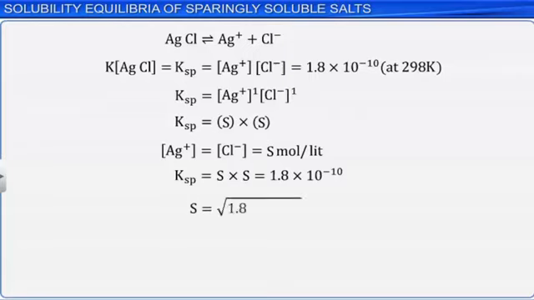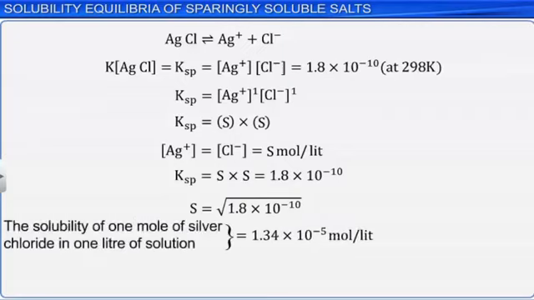Thus, the molar solubility S is equal to the square root of 1.8 multiplied by 10 to the power of minus 10. This is equal to 1.34 multiplied by 10 to the power of minus 5 moles per liter. Thus, the solubility of silver chloride in 1 liter of solution is equal to 1.34 multiplied by 10 to the power of minus 5 moles.